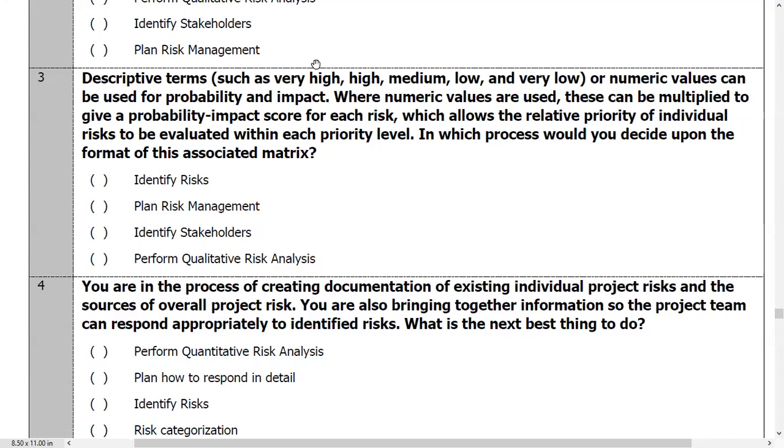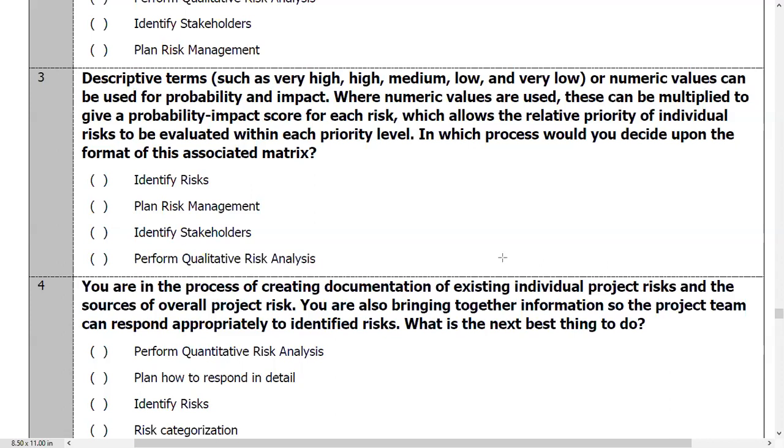All right, so let's take a look. Again, you probably notice I used the process of elimination. So let's read from the bottom up. In which process would you decide upon the format for the associated matrix? Well, you probably know what they mean by associated matrix. They're talking about the probability and impact matrix.